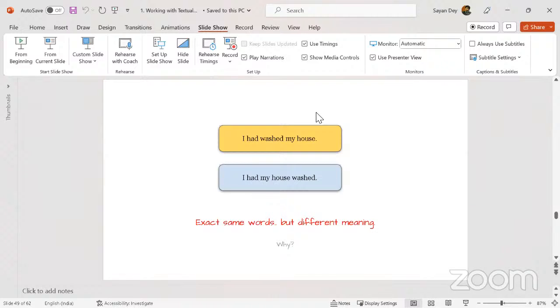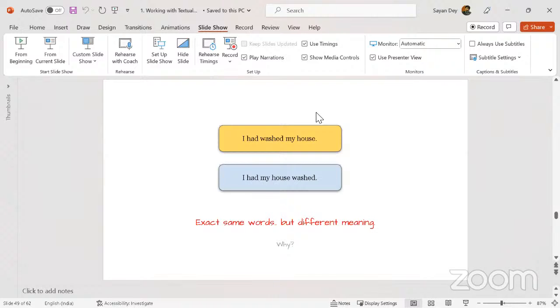So, for example, you had "I had washed my house" and "I had my house washed." If you look at both these sentences, they contain exactly the same words, and the words are occurring exactly the same number of times. So if you're using simple word count based models, then it will not work properly here. But the moment we go back and take the sequence or the context into account, these sentences have two entirely different meanings.